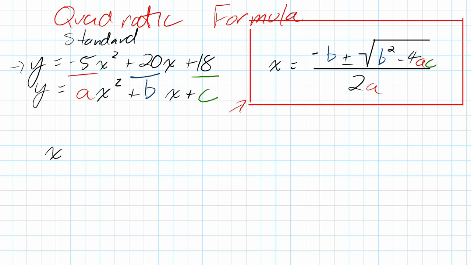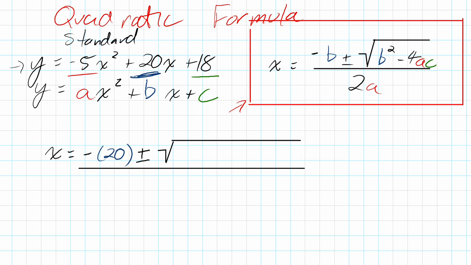So I'm going to build it here. We have x is equal to negative, well, what's my b value? My b value is 20. So negative 20 plus or minus the square root. Make it a little bigger. The square root says b, which in our case is 20 squared, minus 4 times our a value, which is negative 5, so 4 times negative 5, times our c value, which is 18. And all of that will be divided by 2 times our a value, which is also negative 5.